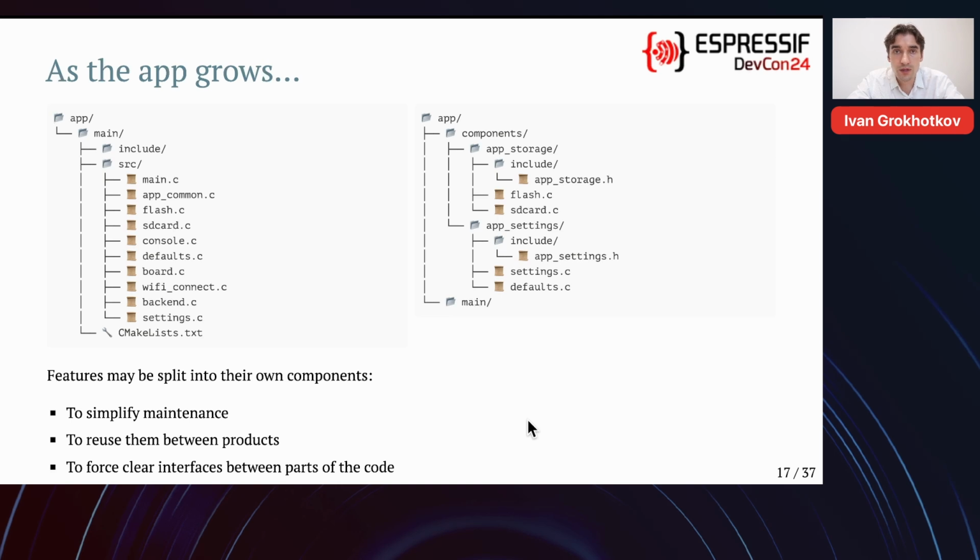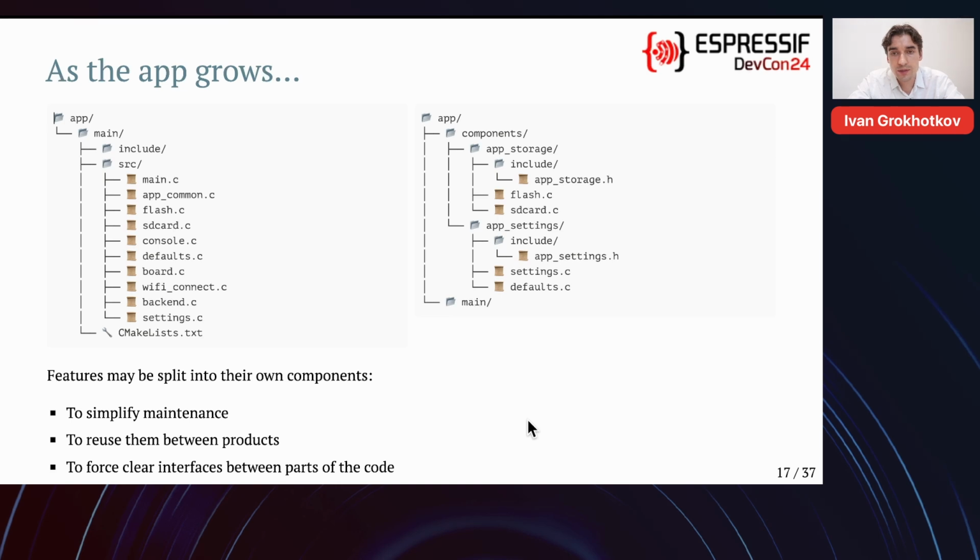The second reason could be to reuse those components between products. If you have multiple applications or you're building applications for multiple products, you may have some common parts of functionality that you will not keep in each single project. And in this case, moving this functionality into a separate component can let you reuse the code.